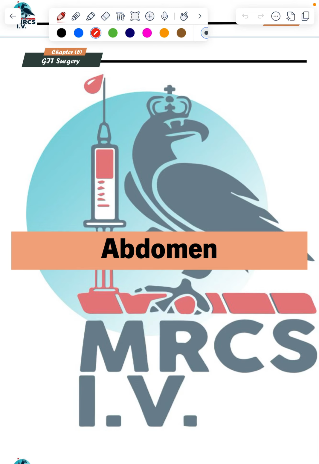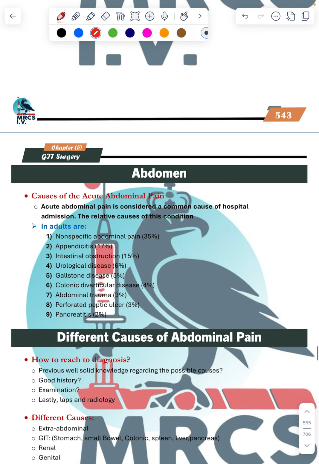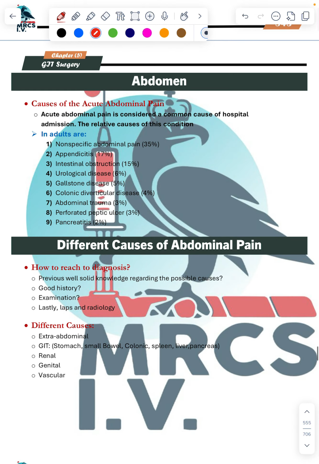So coming to the next part, GI surgery. This may be the last part for abdomen. GI surgery. What are the important things? Now this is about abdominal pain.